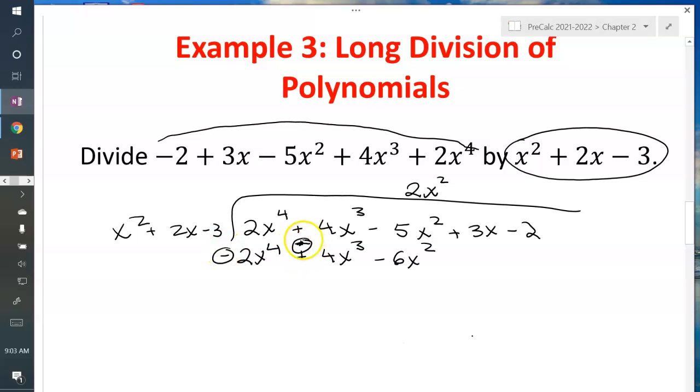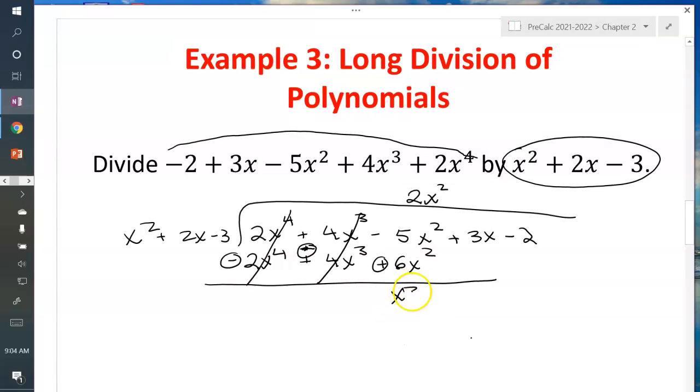This is going to be a minus. That's a plus. Cancels out. Also cancels out. That's nice. And I get x squared. Bring down my 3x. How many times does x go into x squared? Well, it goes one time. So x squared plus 2x minus 3.